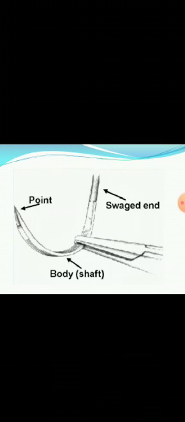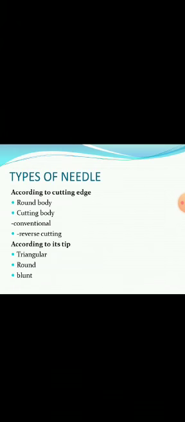The parts of the suture needle: you have the tip, the body, and the eye. Types of needle, according to the cutting edge, we have round body and the cutting body, which is the conventional and the reverse cutting, and according to its tip, triangular, round, or blunt. According to shape, we have the straight and curved. According to eye, we have eyed needle and eyeless needle.